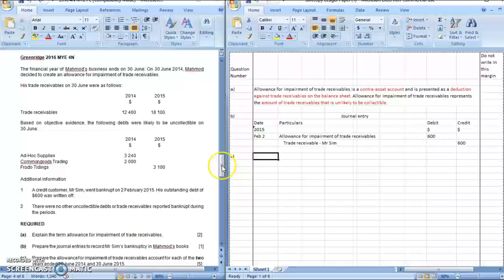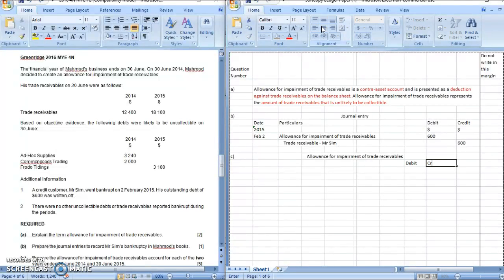Next, in part C, the question asks you to prepare the allowance for impairment of trade receivables account for each of the 2 years ended 30th June 2014 and 30th June 2015. The moment you see the word account here, it means that you have to prepare a ledger account. So here we go. I'm writing the title for the account. And this time around, because you are asked to prepare a ledger account, you will have three columns: debit, credit, and balance.